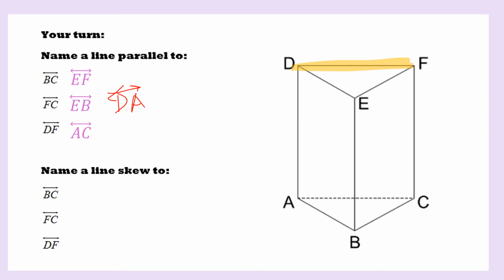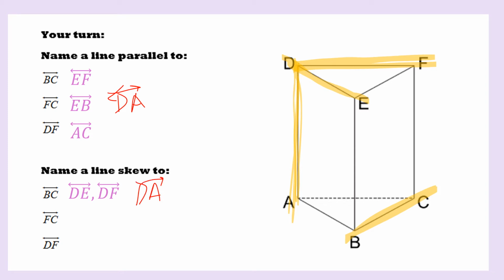Name a line skew to BC. So we have BC here. Skew would be something that doesn't intersect it and is not parallel. So we could do DA over here. We could also say DE, and we could also say DF. All three of those would work, because those would be skew.